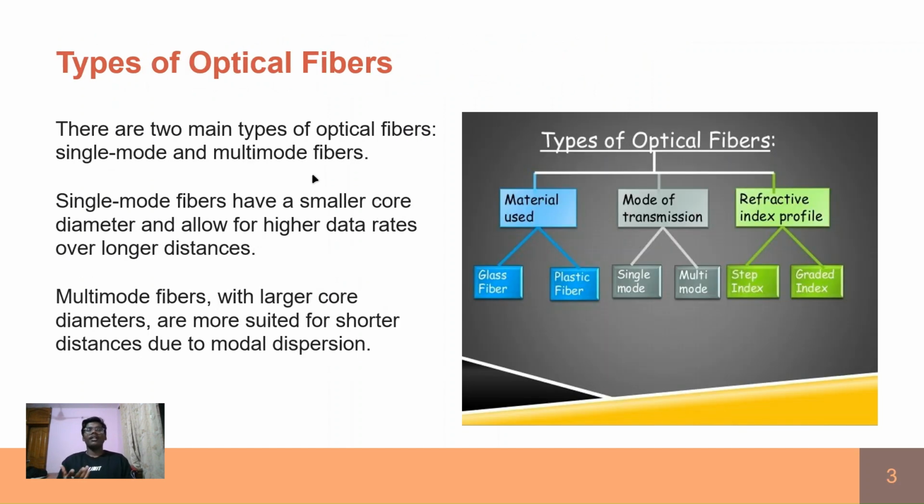And what are the types of optical fibers that we can generally find in our environment? There are two main types of optical fibers, single mode and multi-mode fibers. Single mode fibers have a small core diameter and allow higher data rates over longer distances. Multi-mode fibers, with large core diameters, are more suited for shorter distances due to modal dispersion.